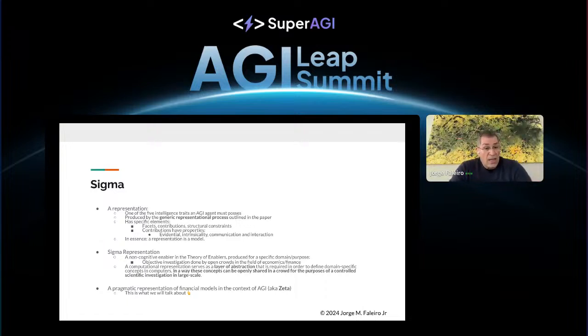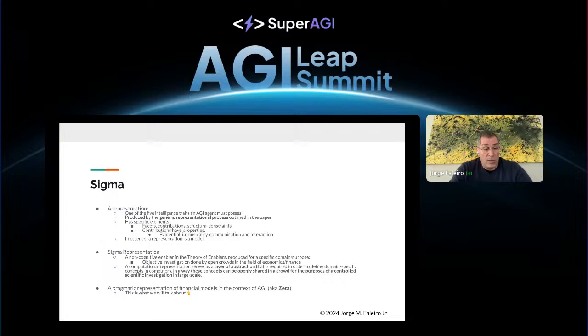Sigma, in its essence, is a model. Any representation is, in essence, just a model. Sigma specifically, like I mentioned before, is a non-cognitive enabler. It's part of the theory of the enablers, and it's specifically designed to support crowd-based investigations, things that would allow crowds to differentiate between what's factual evidence and what's fake.